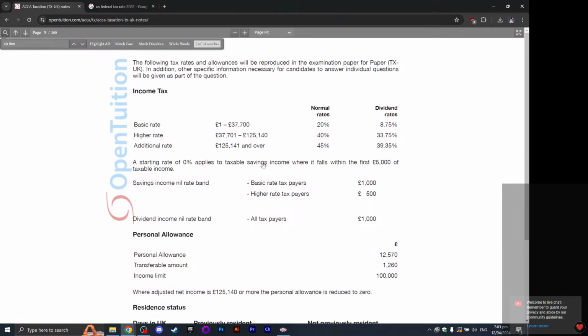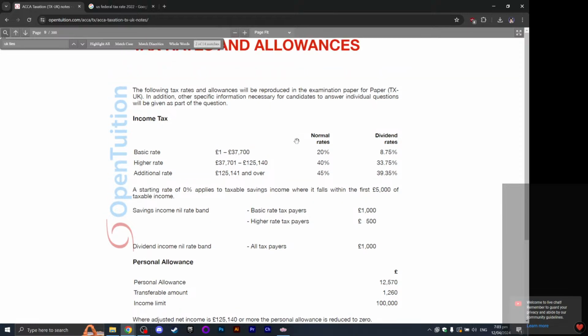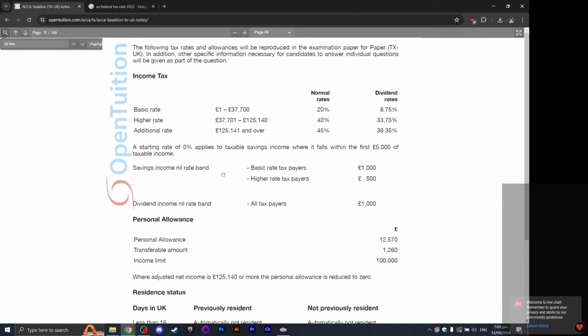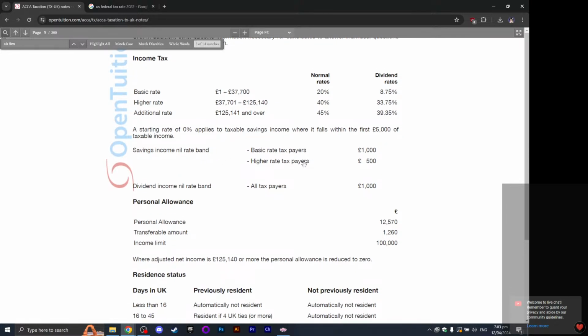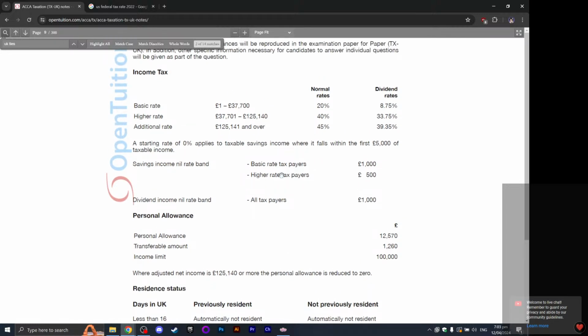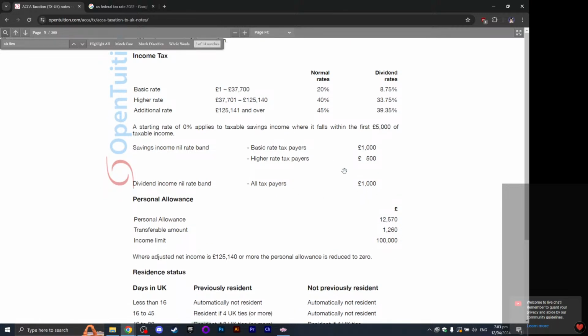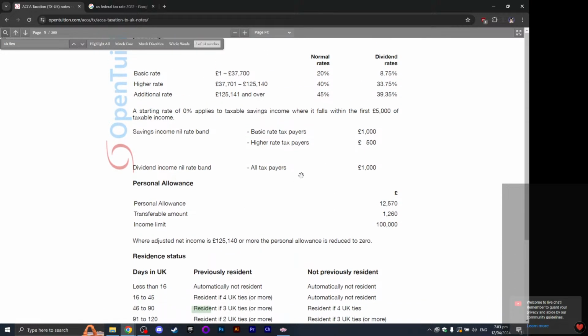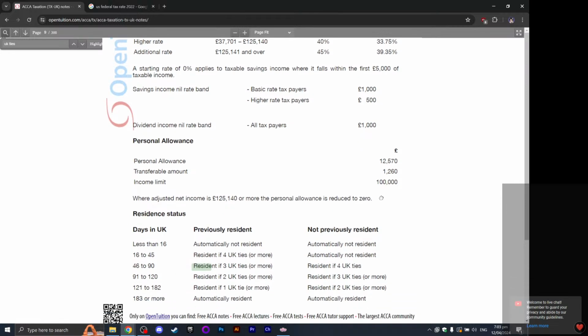And it's 0% for taxable savings for the first 5,000. So if you have savings income, it'll be 0% up to 5,000. Okay, nil rate band. Basic tax pay rate. Higher tax rate pay. 1,500. Okay, huh? I don't remember what these mean. Personal allowance. Transferable amount, income limit.